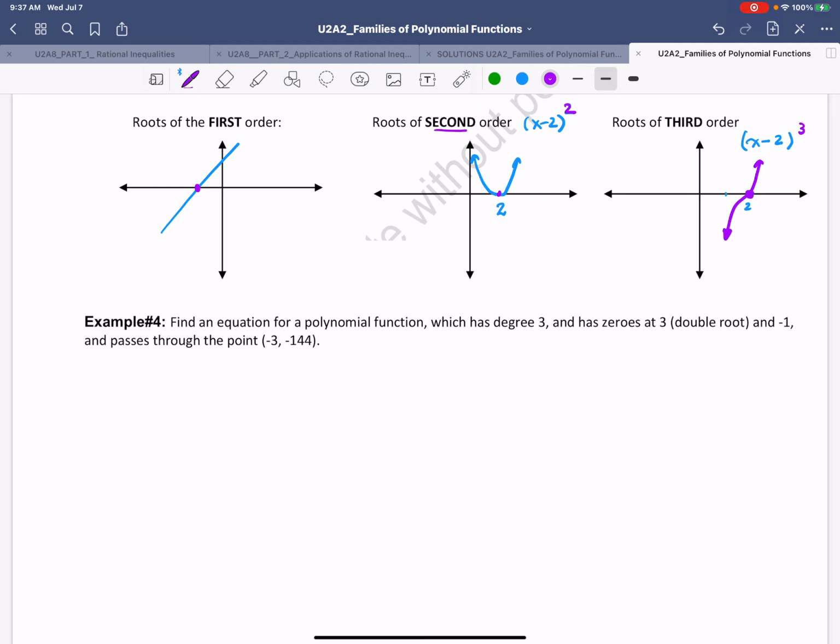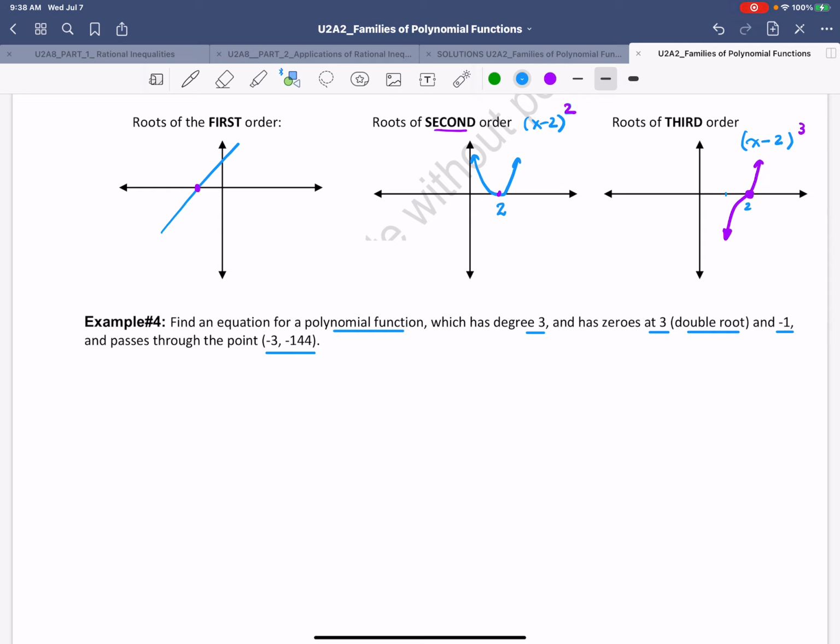So first, I like to read the problem, just in general, to get an idea what's going on. So find the equation of a polynomial function which has a degree 3. It has zeros at 3, and that's a double root or a double zero, and at negative 1. And this will pass through the point with coordinates negative 3, negative 144.